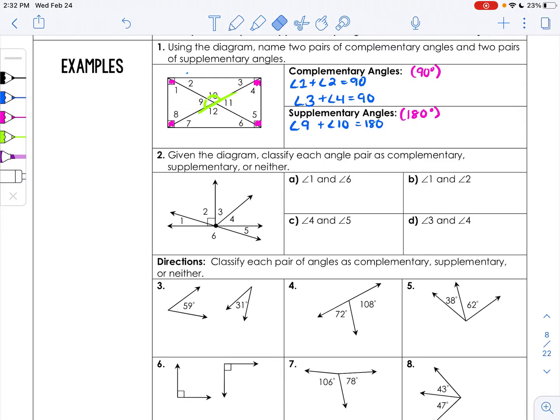We could also say, if we take the arc for 10 and the arc for 11, those also make a half circle, which forms a straight angle. So we could say angle 10 plus angle 11 equals 180. Go ahead and see if you can find the other two angle pairs that make supplementary angles.